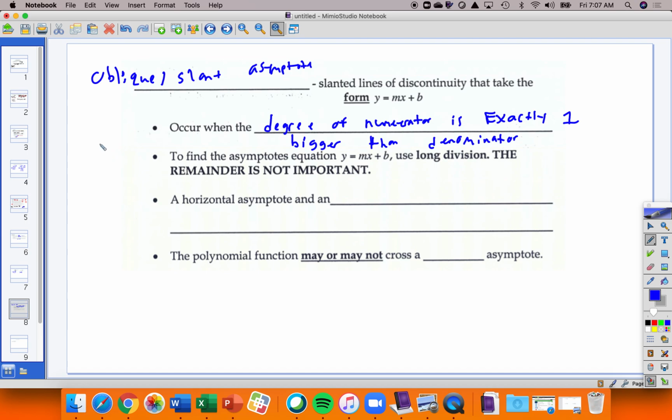For example, if I have x cubed plus 7 over x squared minus 1, the degree of my numerator is exactly 1 bigger than the degree of my denominator. And therefore, I would have a slant or oblique asymptote. Because it's a slant, it becomes in the form y equals mx plus b, which is the equation of a line that you have known and loved since 7th grade.